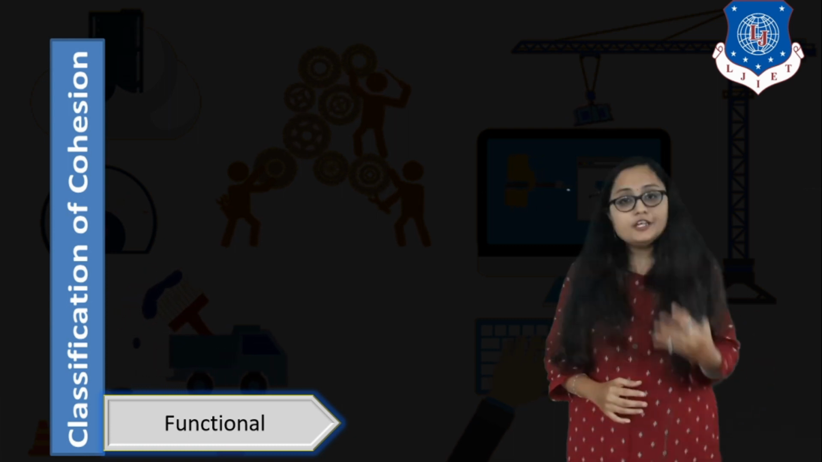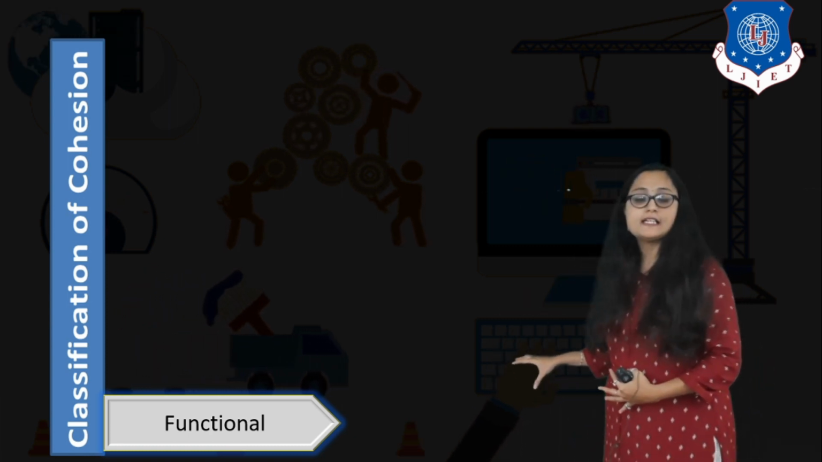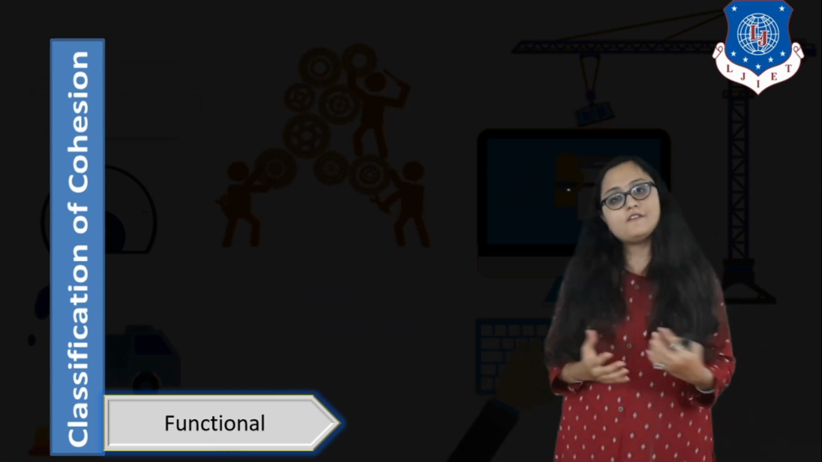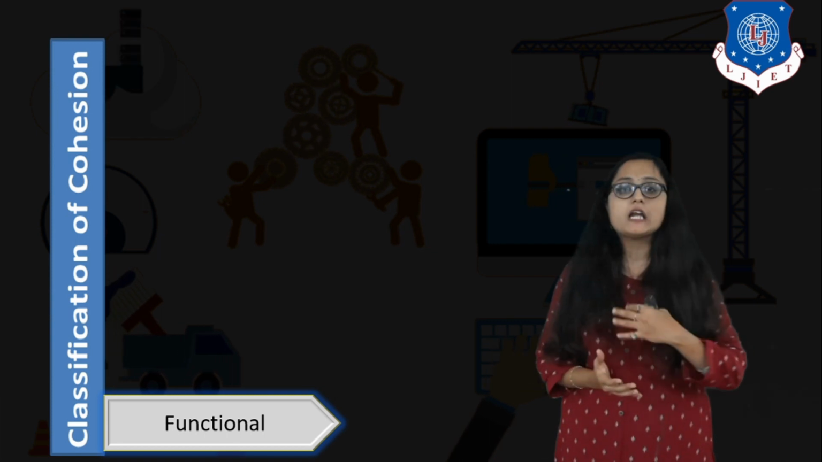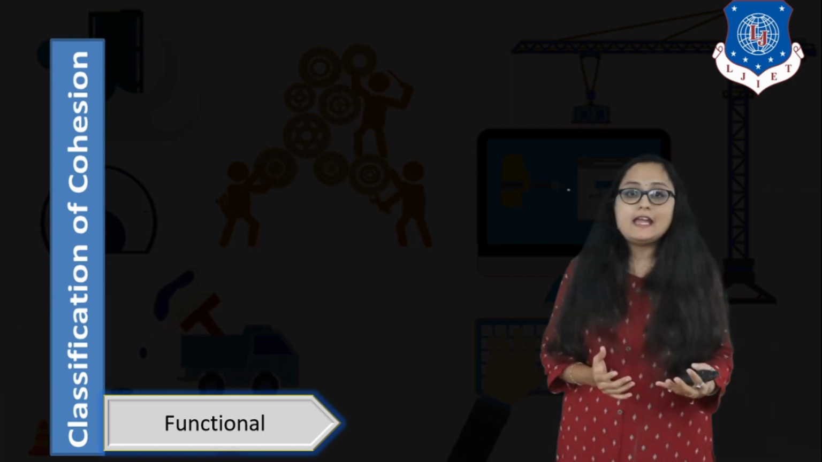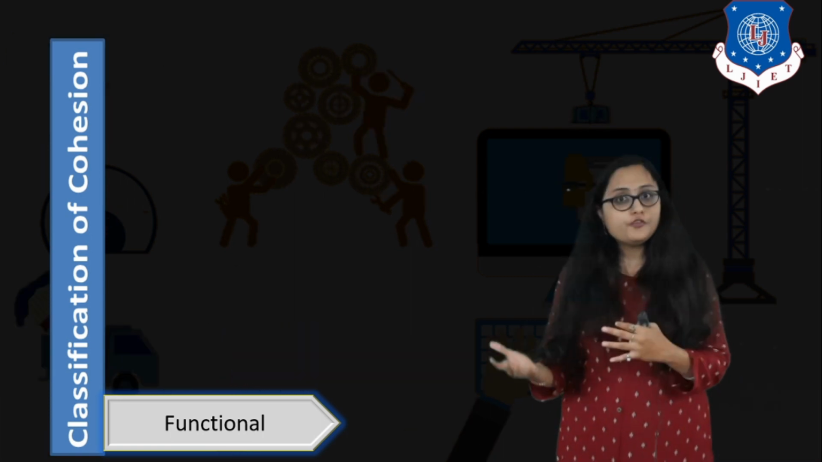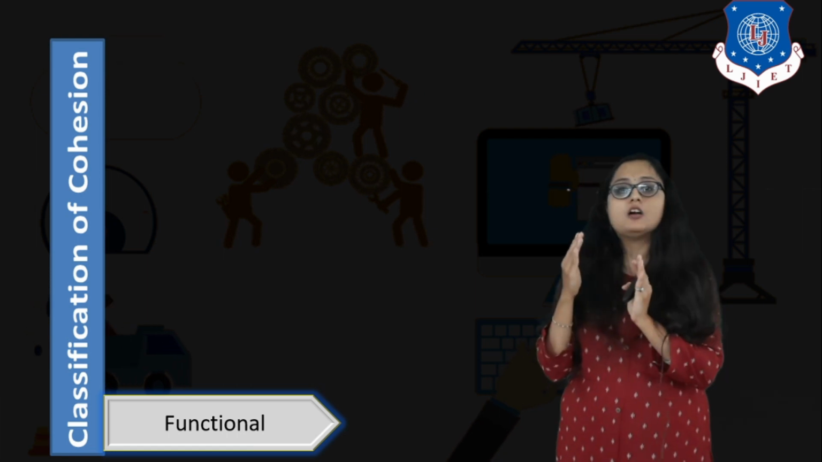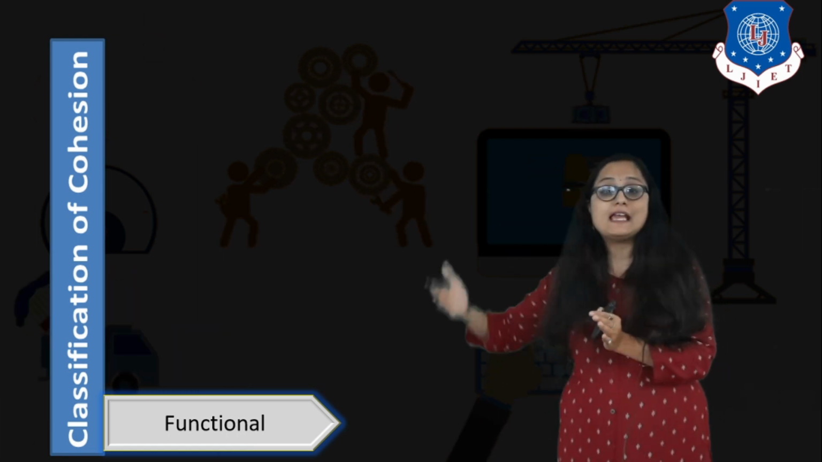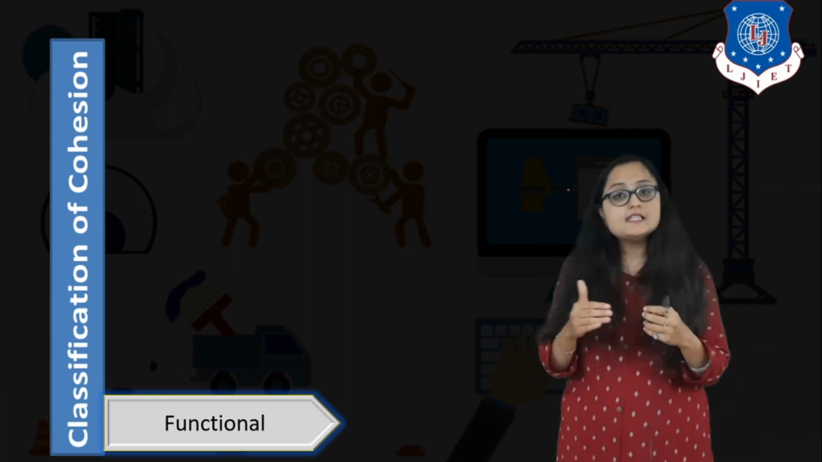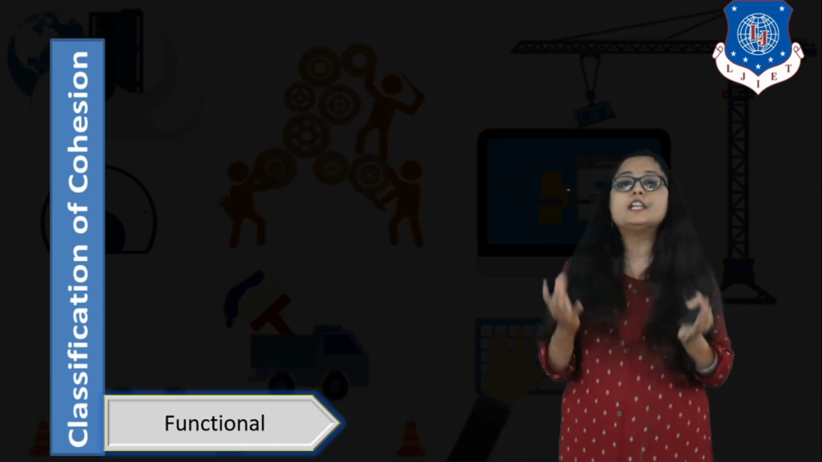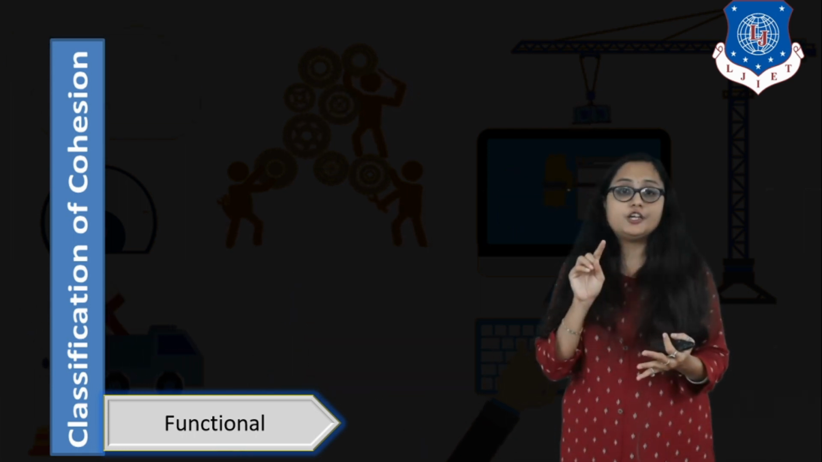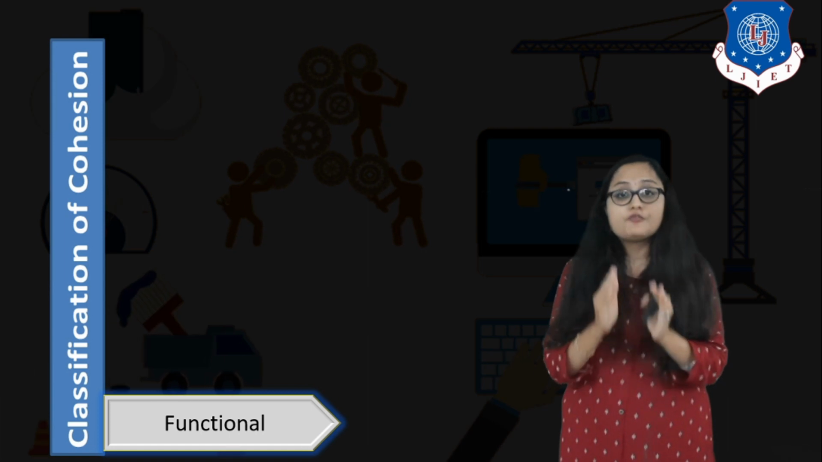Okay, then you can say that your module is having functional cohesion. For example, if you have a module in which all the functions are related to calculating the employee payroll, or calculating the salary of an employee, it means that all the functions are related to each other. They are logically related, they are sequentially related, they are related to the data, and they are actually performing a single task.